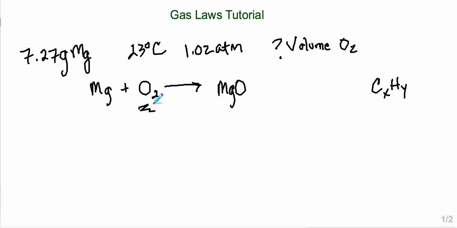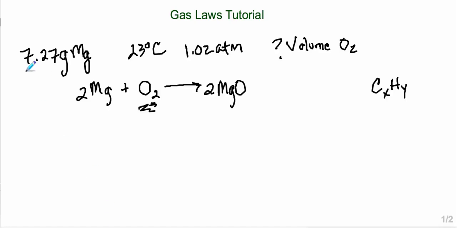I'm going to have to do this all in black, I'm sorry. Oxygen is a diatomic molecule. There's a 2 here. So in order to balance everything, we need to put a 2 here and a 2 here. So the first thing I did was create a balanced reaction.